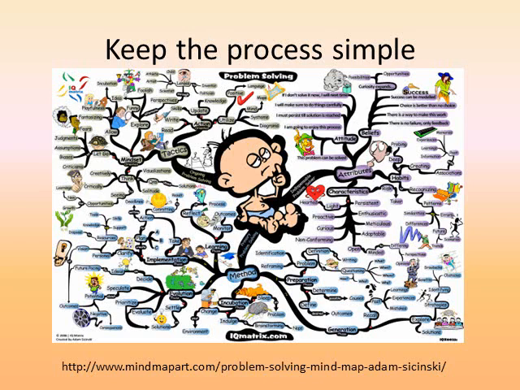According to Albert Einstein, any intelligent fool can make things bigger, more complex, and more violent. It takes a touch of genius and a lot of courage to move in the opposite direction. The moral of this is select a problem-solving process that is simple.